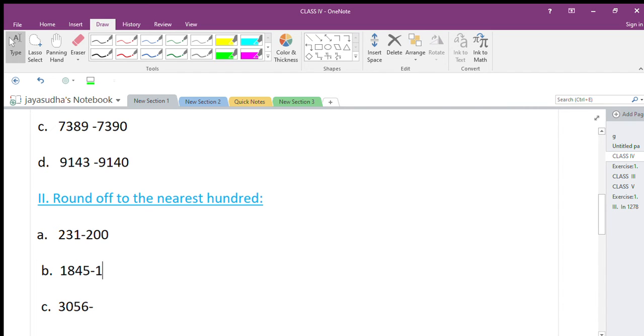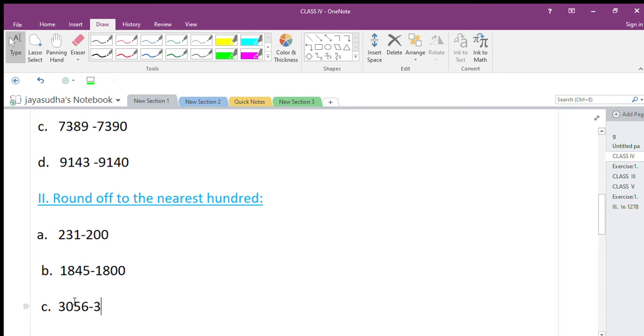Don't touch the thousands place, because you want the nearest 100 only. Nearest 100 means look at the tens place. Listen, it is below 5. So you write the 8 as it is. The rest, the tens place and ones place, are 0. Are you okay?